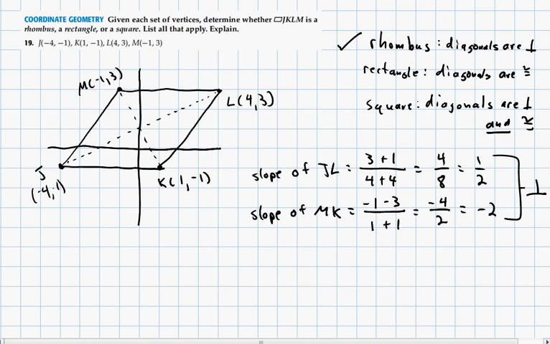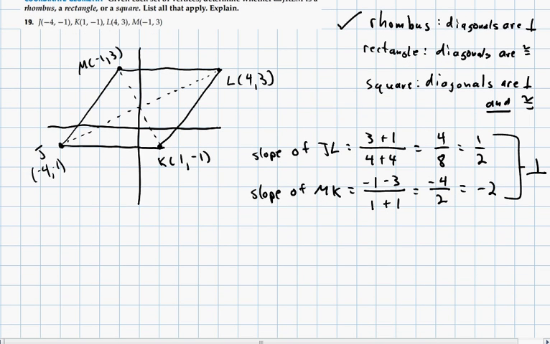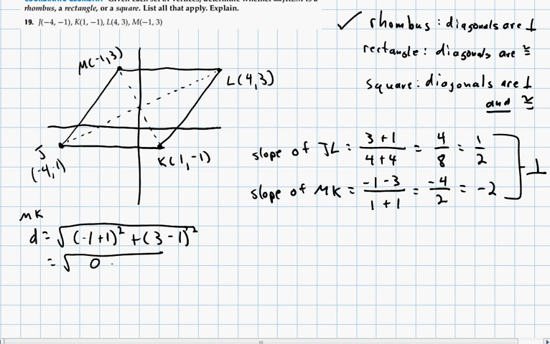Now let's check to see if it's a rectangle. If it's a rectangle, then the two diagonals have to be congruent. To see the length of that, we have to do the distance formula. First for MK. So this is going to be -1 plus 1 squared plus 3 minus 1 squared. That's 0 plus 2 squared, square root of 4, 2. So the length of MK is 2.